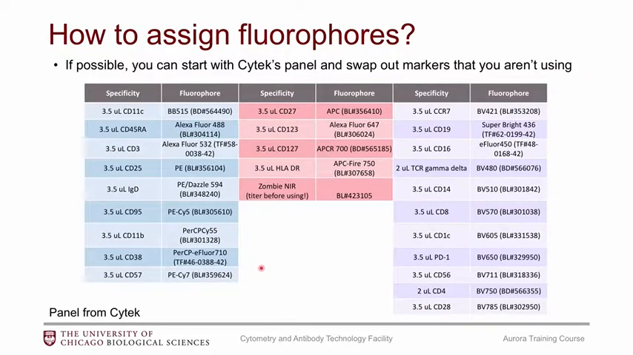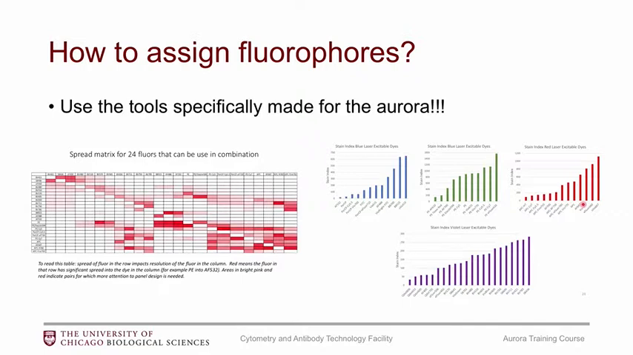So to assign the fluorophores, if you have a panel that's similar to Cytek's, the one that they have tested extensively and works for immunophenotyping PBMCs, you can start with this one, take out the antibodies that you're not interested in, and then replace those with your antibodies. That's one possible way of designing a panel. Or if you want a totally different panel, then I would definitely recommend using the tools that are specific to the Aurora. So that includes the spread matrix, which I'll talk about later.